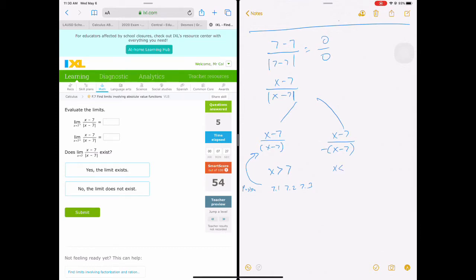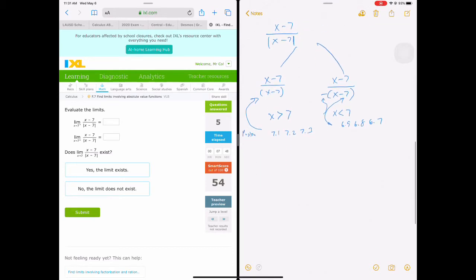Now on the other side, if x was less than 7, a smaller number than 7, let's say 6.9, 6.9 minus 7, and 6.8, 6.7 minus 7, these would be negative. So we're going to force a negative sign there to make that into a positive number. And when I do that, we don't need the absolute value sign, but I have to catch it with a negative sign in front. So let's go ahead and simplify these.